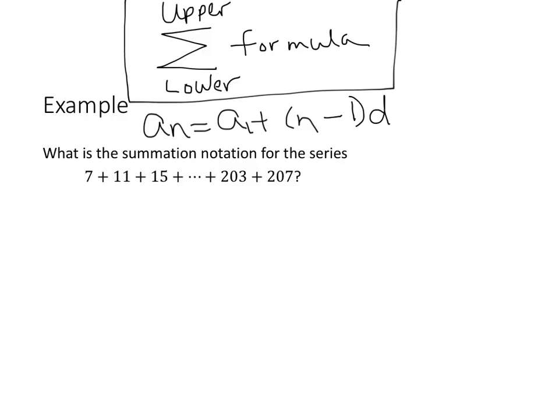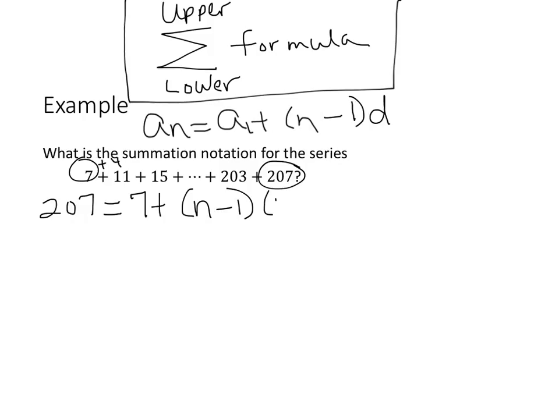So what we're going to do is plug this information in. We're going to plug in for a_n 207. We're looking for what number in the sequence 207 is. Then we're going to plug in our first number. We don't know what n is. That's what position 207 is in this sequence. And our common difference here, we are constantly adding 4 to each term to get the next one.